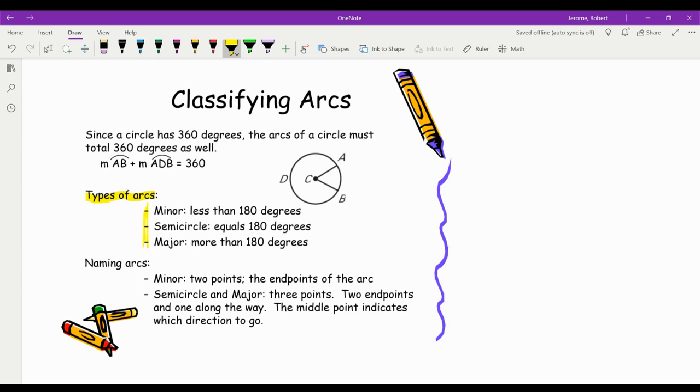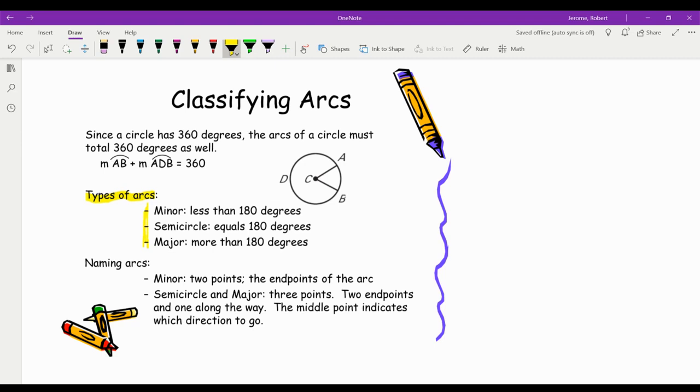A minor arc is less than 180 degrees, so less than halfway around the circle. A major arc is more than halfway around the circle. And if it's exactly 180 degrees, it's a semicircle. Remember, measurement of an arc is in degrees. We're not talking about the length of an arc. That is completely different, coming soon.